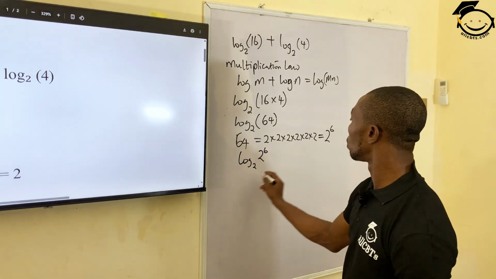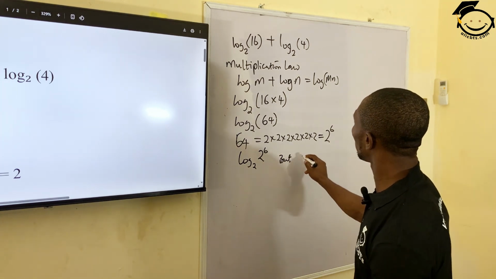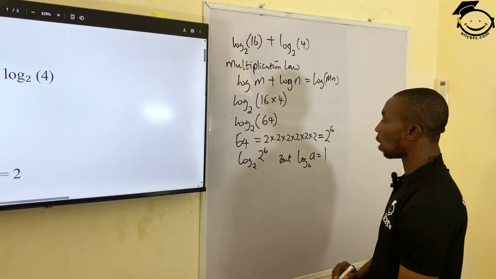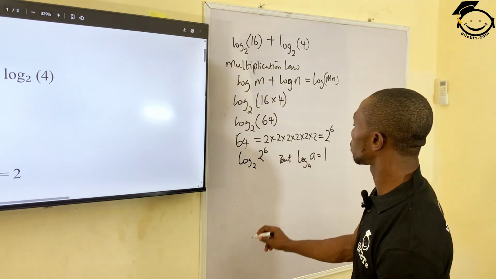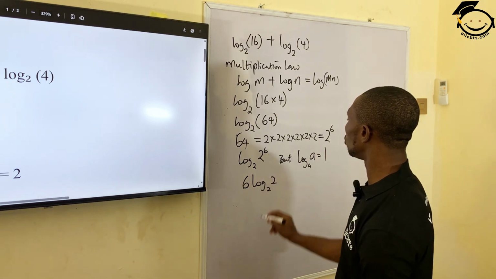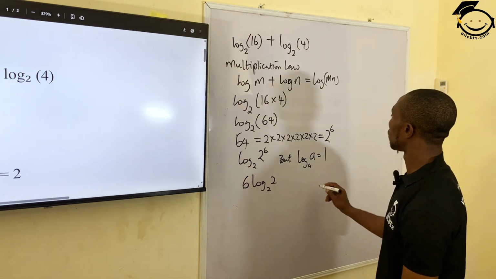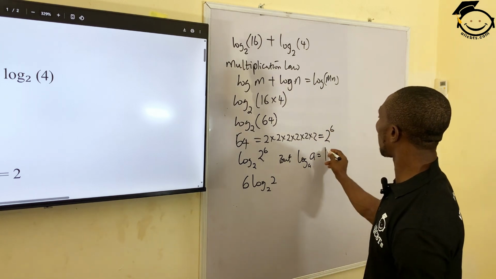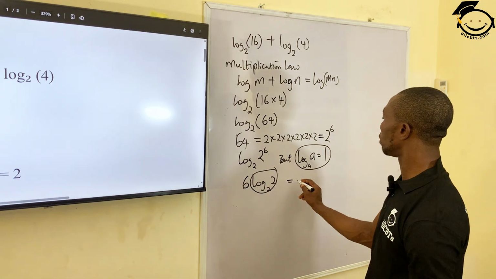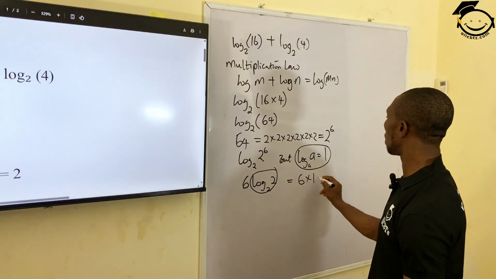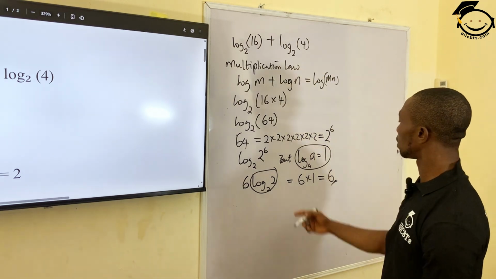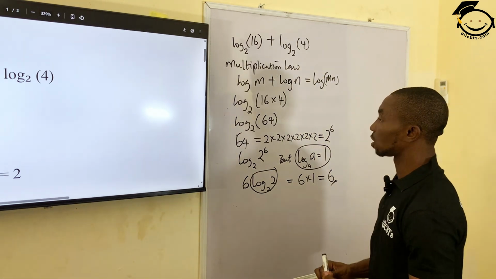But we know that log a to base a equals 1. So this becomes 6 log₂2. Okay? Now, applying this law, this will become 6 times 1, which is equal to 6. So in simplifying this, our answer will be 6.